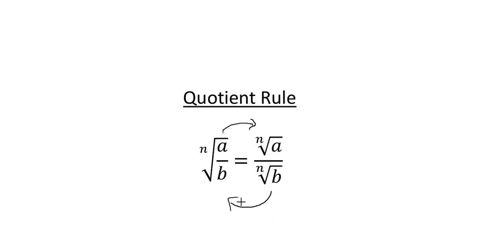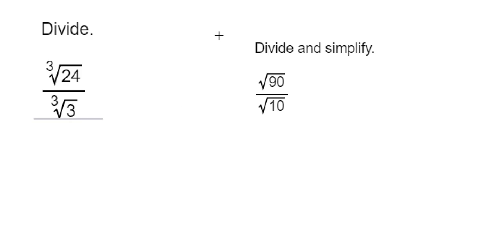You can also use the rule in this direction, where if you're dividing two radicals that have the same root, you can divide them into a single radical. And sometimes that can be helpful. So let's look at a few examples and then we'll be done. I'll try to go as quick as I can here.